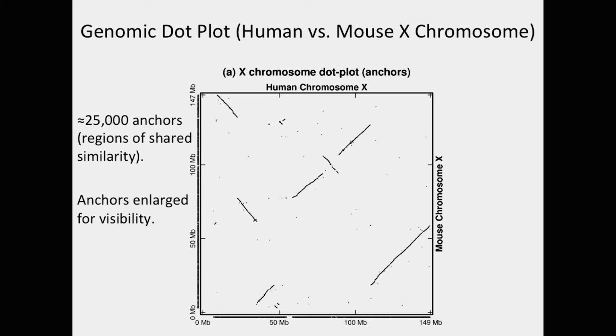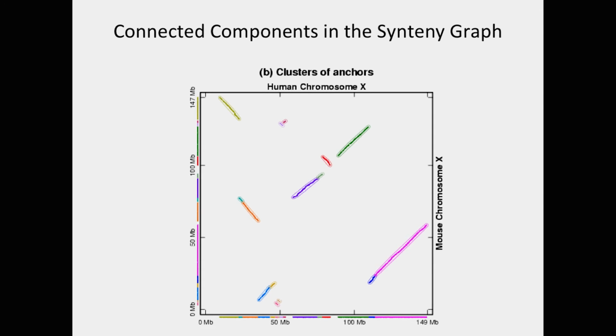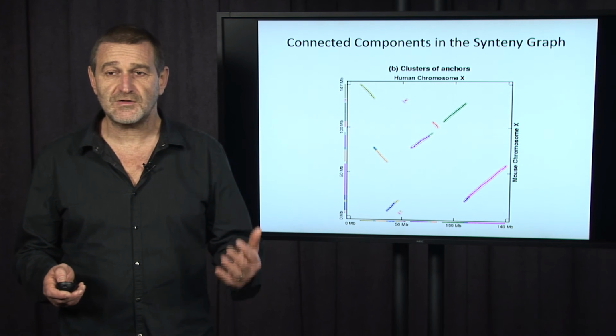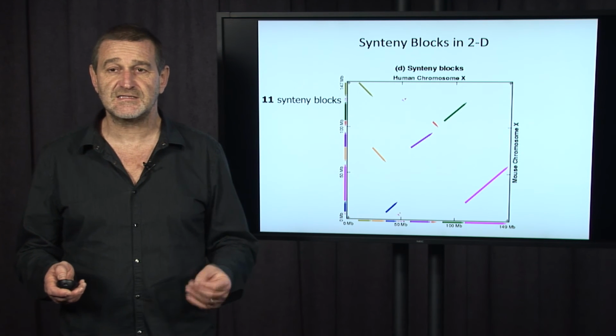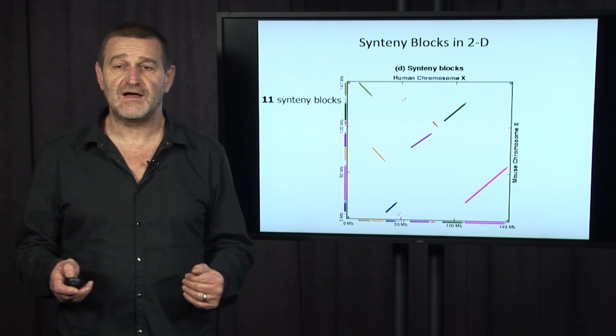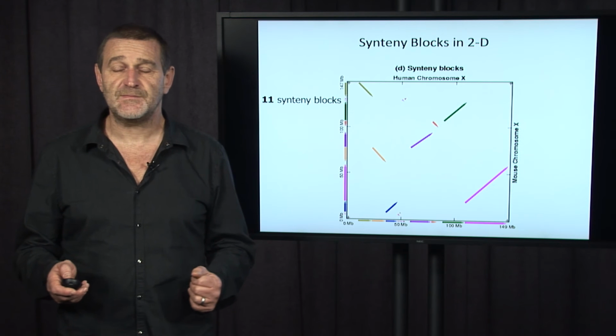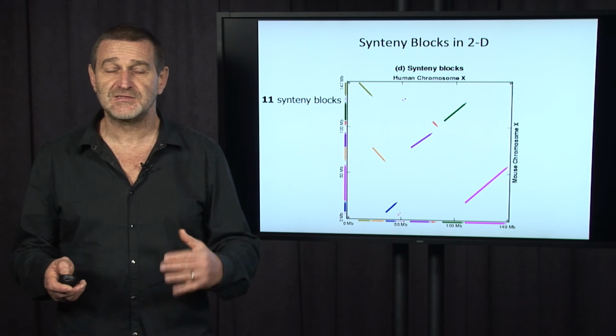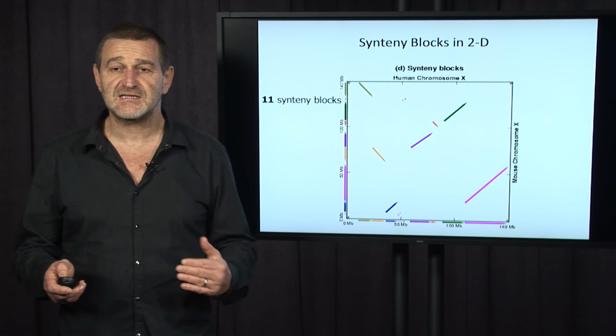And here is the genomic dot plot for the X chromosome, consisting of 25,000 dots. We form a Synteny graph on these 25,000 nodes, and in this slide you can see the resulting connected components. We further process these connected components and represent them as perfect plus 45 degree or minus 45 degree diagonals in 2D. Where are the 11 Synteny blocks between human and mouse that we have been considering in this lecture?